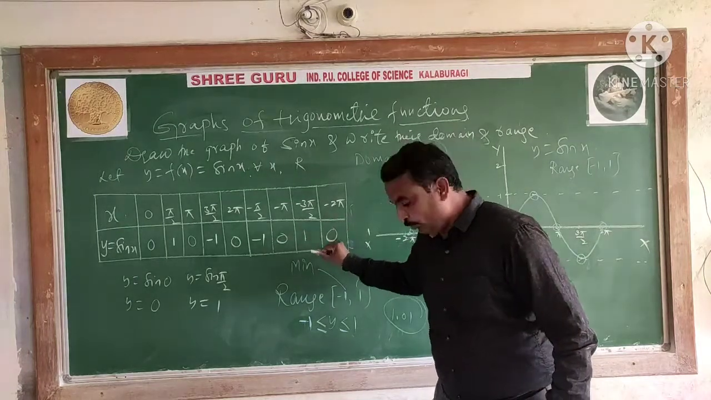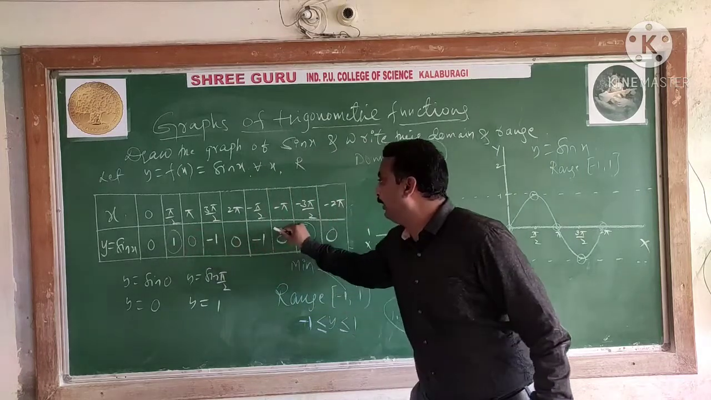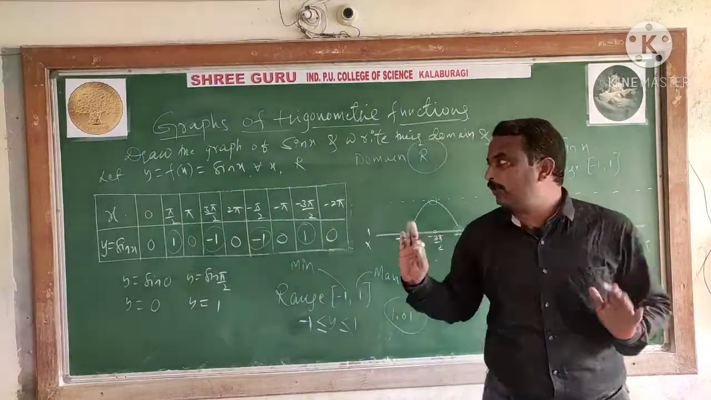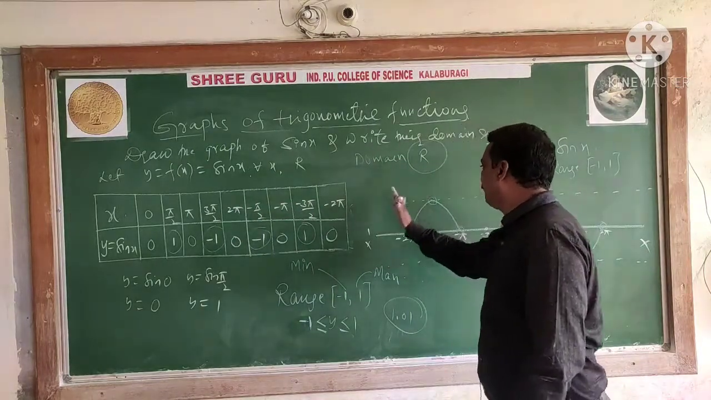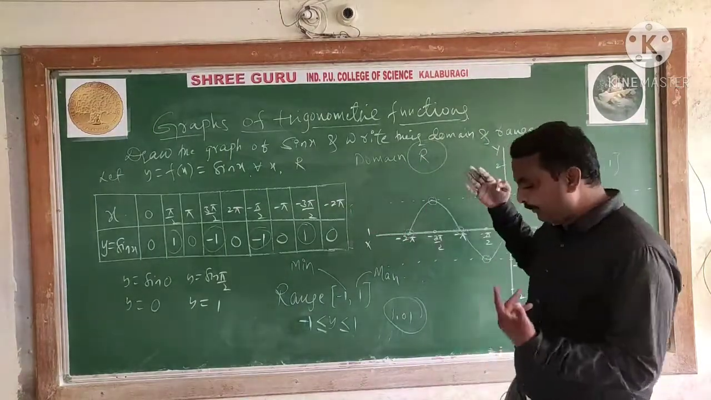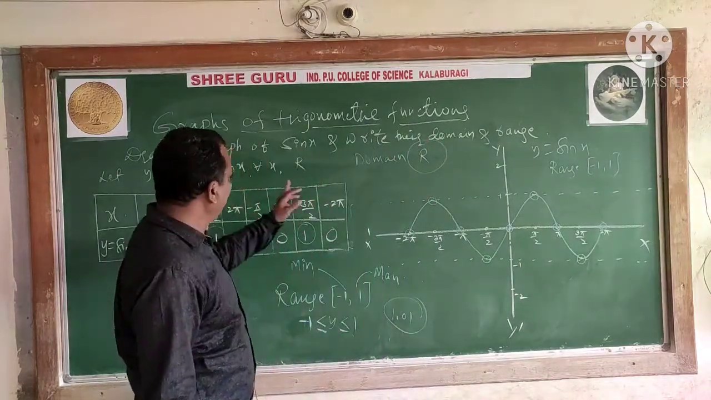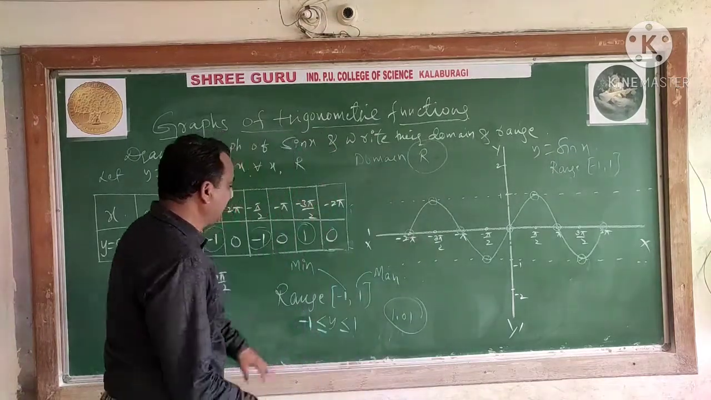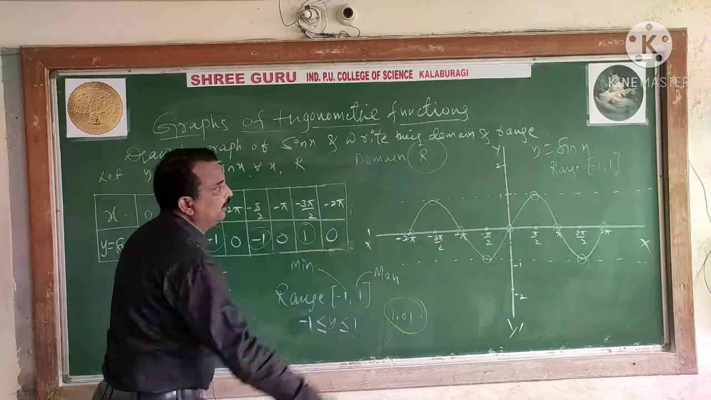So we conclude that the maximum value is plus 1 and the minimum value is minus 1. You may give any values: 4 pi, 3 pi, 6 pi, 7 pi, 18 pi, 100 pi, minus 100 pi, whatever it may be, it oscillates between minus 1 and plus 1. Therefore, the domain is the set of all real numbers and the range is minus 1 to plus 1. Minus 1 is the minimum value and plus 1 is the maximum value.